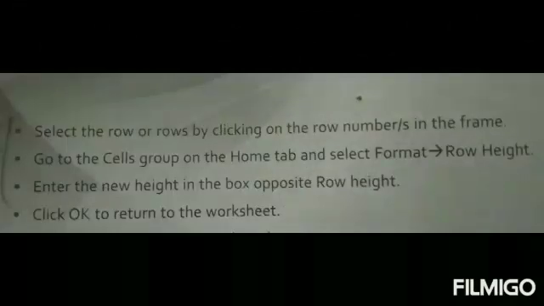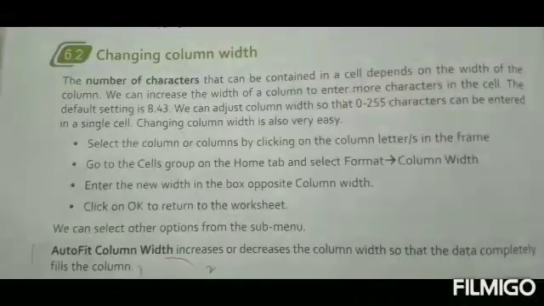To change the row height, there are some points. Number 1, select the row or rows by clicking on the row numbers in the frame. Go to the Cells group on the Home tab and select Format, Row Height. Enter the new height in the box opposite row height. Click OK to return to the worksheet. This way you can change the row height.